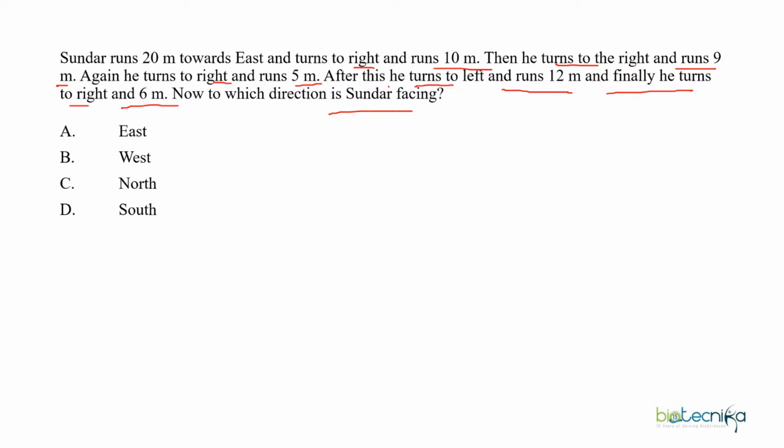We'll draw the diagram first. Okay. So here it says Sundar runs 20 meter towards east. Okay. So Sundar is trying to run 20 meters towards east. So if this is Sundar, he is running 20 meters towards east. Okay. And then turns right and run 10 meter.